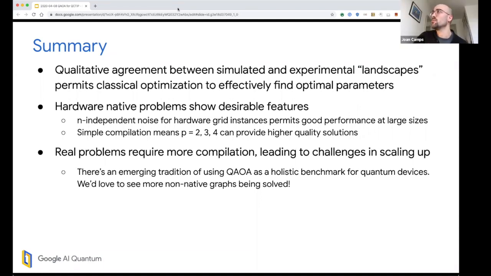Thanks. Next question by Peter Morgan. He's asking whether you can give some more examples of non-native graphs. Oh, I'm not sure I understand the question.